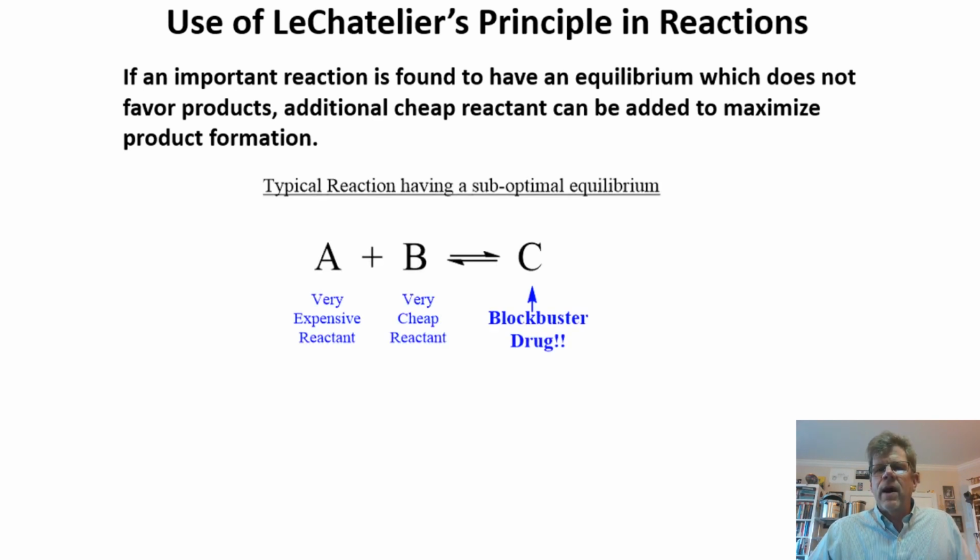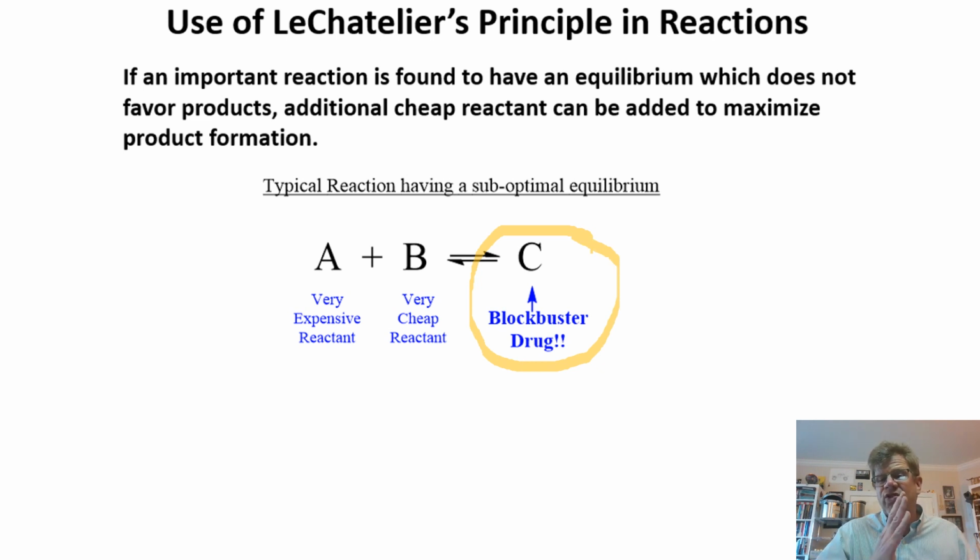Let's say we're right at the end of a long process. We're about to come up with a blockbuster drug, and our last step in the process involves this reaction. Our reactant profile involves a very expensive reactant, perhaps one that we've worked on for a number of steps, and this added very cheap reactant. And we find out that this reaction has what's called a suboptimal equilibrium. Let's say it stops in the middle, or it doesn't really get going that much. But we would like to maximize the amount of our blockbuster drug that we get out of this process.